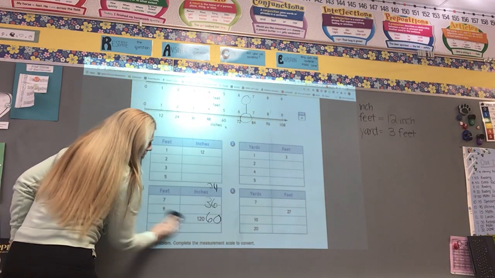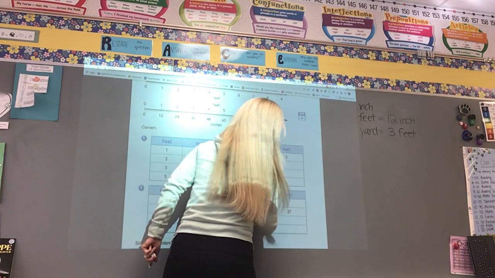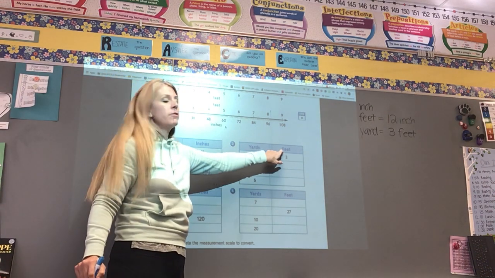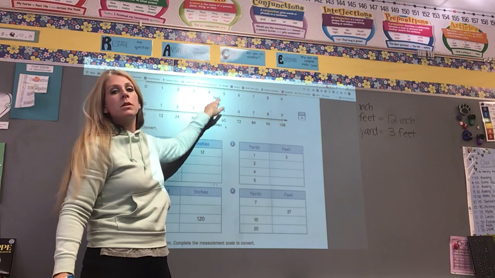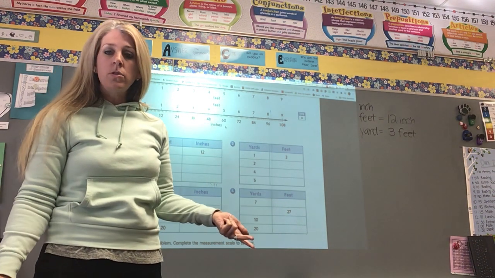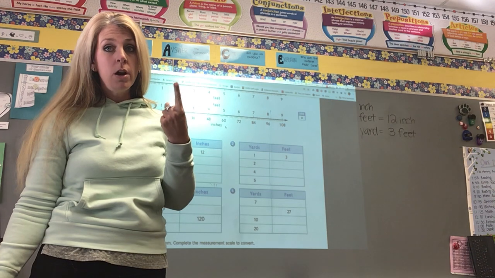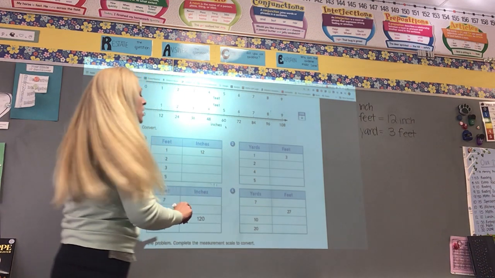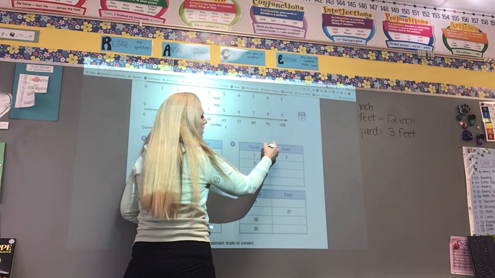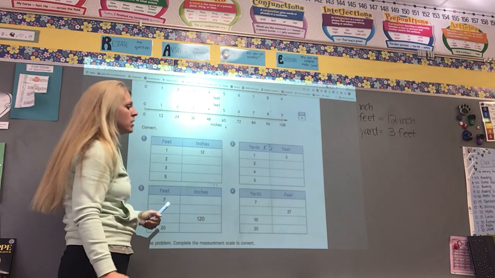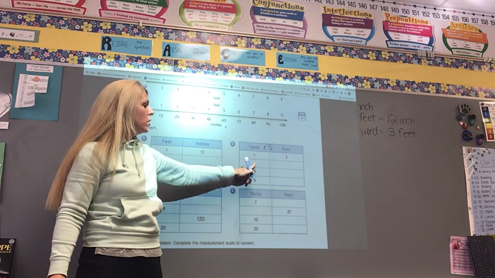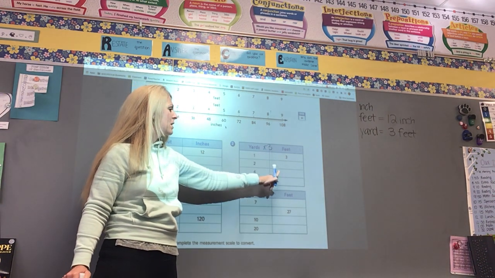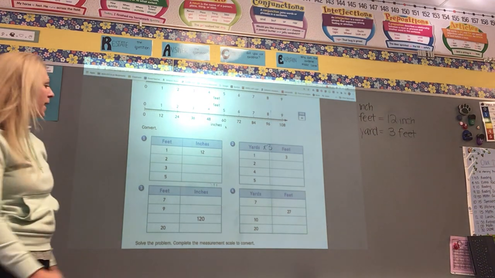Clear this off the board really quickly. Okay. So now, number 2 is asking you to change from yard to feet. So we can use our number lines up here if you like that strategy. We can also use the conversion. Do you remember how many feet were in 1 yard? I hope so. 1 yard is equal to 3 feet. We already have that done. So 1 times 3 gives me 3. So now I'm going to do the same thing for 2. 2 times 3 gives me how many? 4 times 3 gives me how many, and so on, okay?